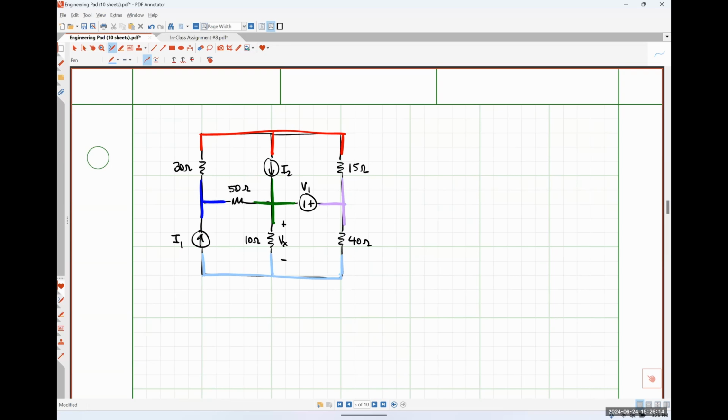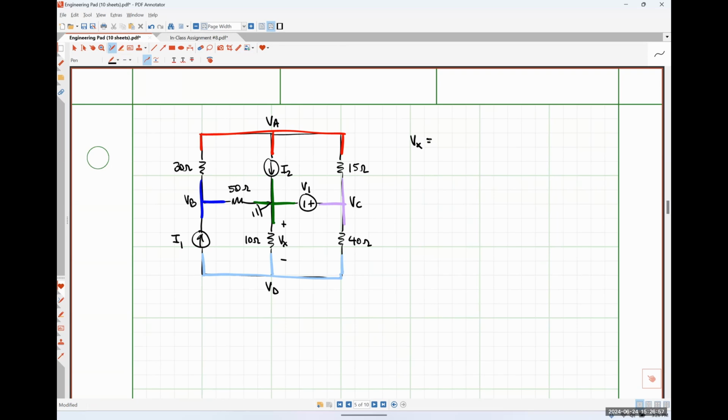It's effectively a 4 equation, 4 unknown system if we do nodal, and it's a 4 equation, 4 unknown system if we do mesh. So because we're looking for a voltage in particular, I am going to choose to do nodal analysis because nodal analysis gives me voltages without any extra steps. I personally would choose my reference node right here. So let's call this node A, B, C, and D, like so.